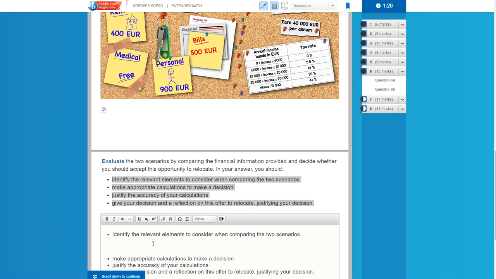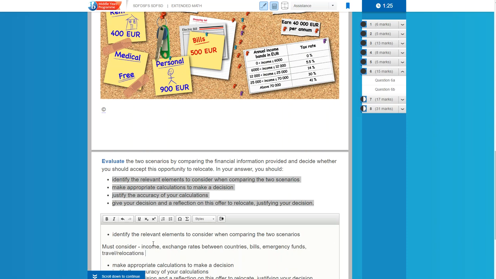So you must consider, and I'm not going to write a lot of stuff here. Must consider income. What else must you consider? Exchange rates between countries. What else? If you only write 2 things, you get 1 mark. I need more than 2 things. Bills. Okay, so bills is up there. Yep, what else? Emergency funds, what else? Travel fund. Okay, travel costs, travel, stroke, relocation costs.